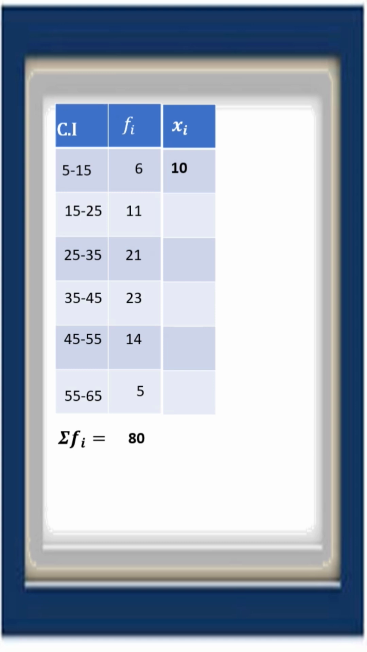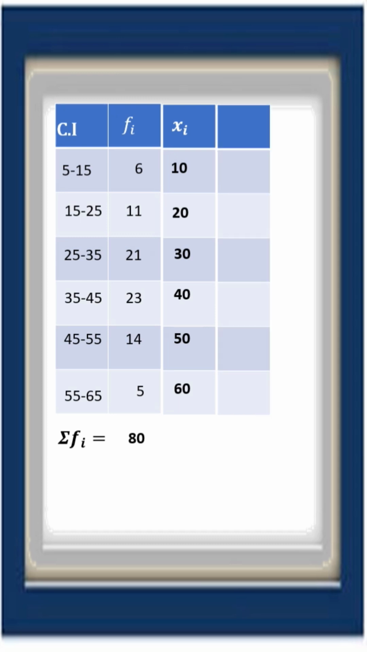10 plus 10, that is 20. 20 plus 10, that is 30. 30 plus 10, that is 40. 40 plus 10, that is 50. 50 plus 10, that is 60. Now let us add one more column. We are following step deviation method, since here you can observe that frequency and class mark xi are bigger numbers. If you follow the step deviation method, it will be easier for you.